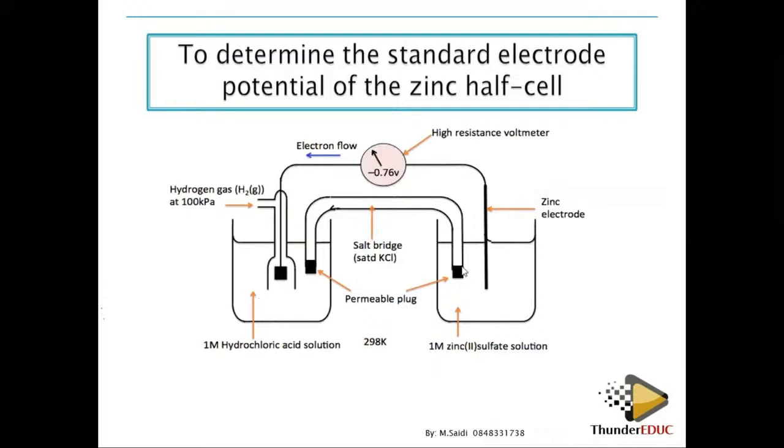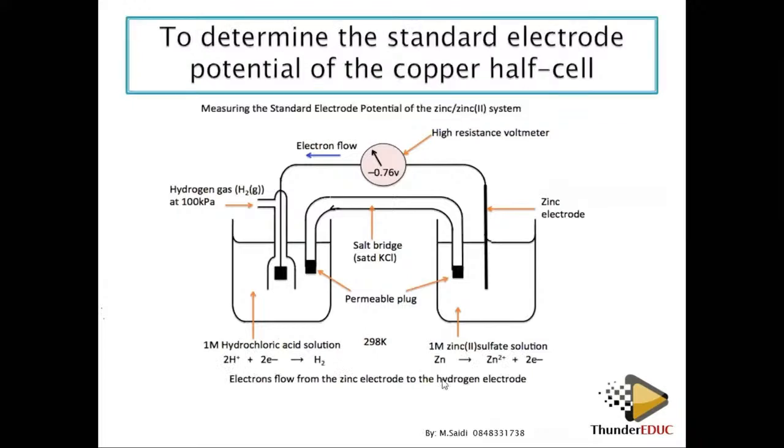So let's interpret. It shows that zinc is going to react to form zinc ions. Then these two electrons are going to move to the hydrogen electrode. Now, what happens? The hydrogen ions in the solution here are going to accept the two electrons from the zinc to form hydrogen gas. That's how it's supposed to be.